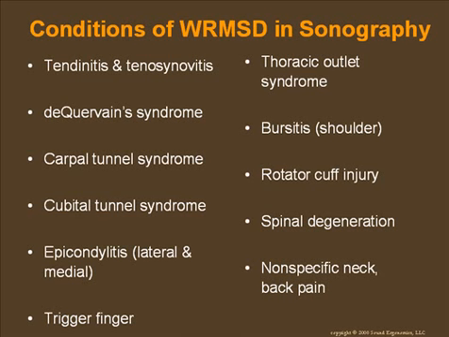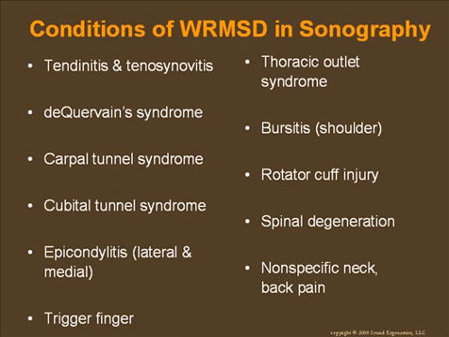This is a list of the conditions of work-related musculoskeletal injuries in sonography. Tendonitis and tenosynovitis often go together. Tenosynovitis is inflammation of the sheath around a tendon. De Quervain syndrome is a particular type of tendonitis of the thumb. Carpal tunnel, cubital tunnel, and thoracic outlet syndrome are all nerve entrapment syndromes. Epicondylitis is inflammation of the epicondyles of the elbow.